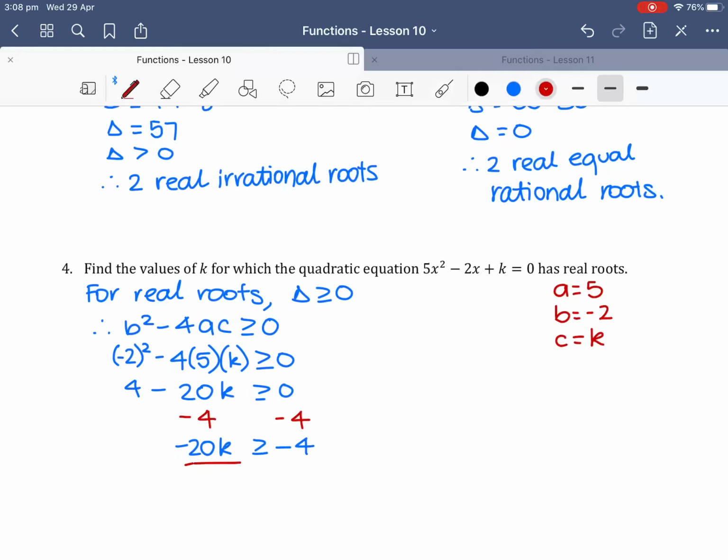Then we're going to divide both sides by negative 20. And remember, when we divide by negative 20, we have to flip our sign. So our sign is now going to be k is less than or equal to 1 over 5. We're just trying to find out what values of k make the quadratic equation have real roots. So the values of k that are less than or equal to 1/5 will make our equation have real roots. So that is our answer there.